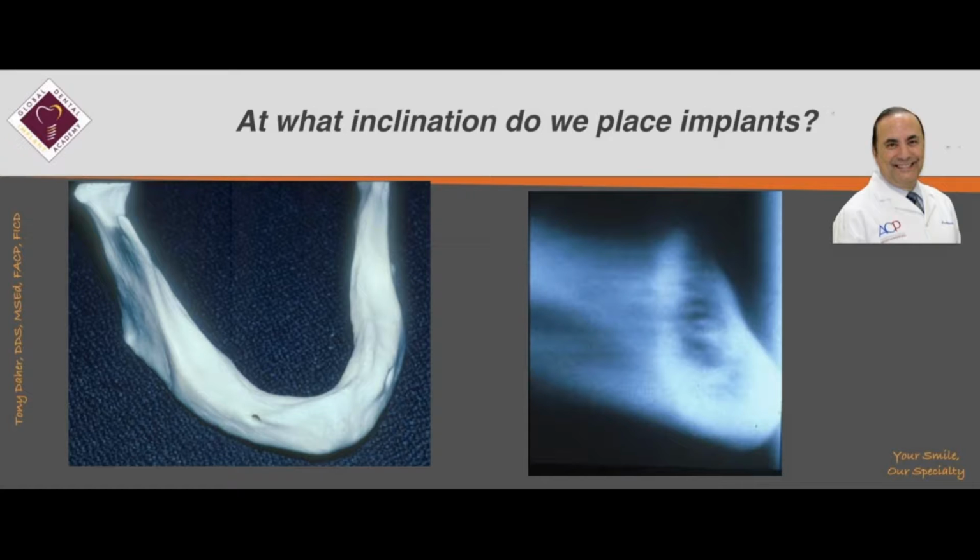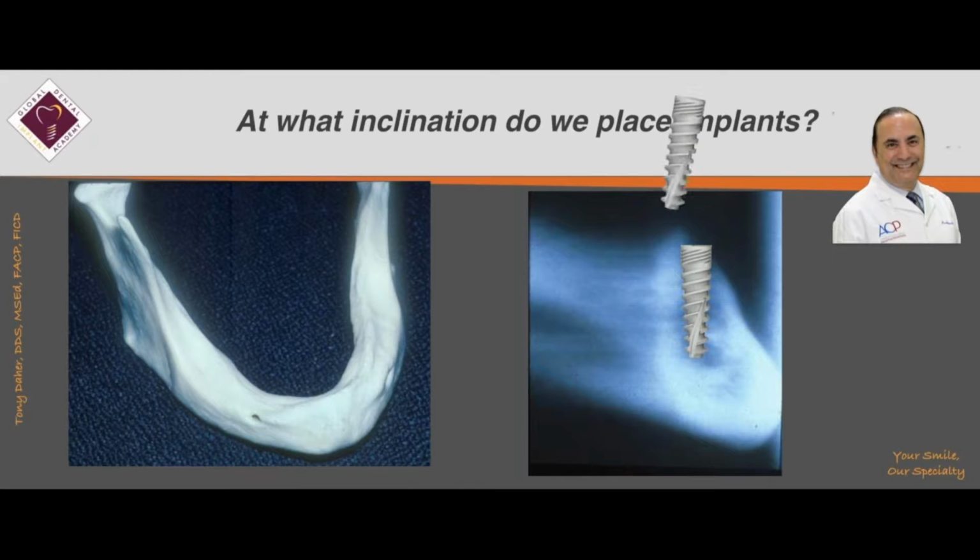Now the question I have for you, at what inclination do we place implants? If you look at that mandible here and the cross section on the right side, certainly you agree with me that an implant will be placed between the two cortical plates, and this is a good inclination, and you want to keep the platform of the implant at the top of the bone or 1 millimeter below.